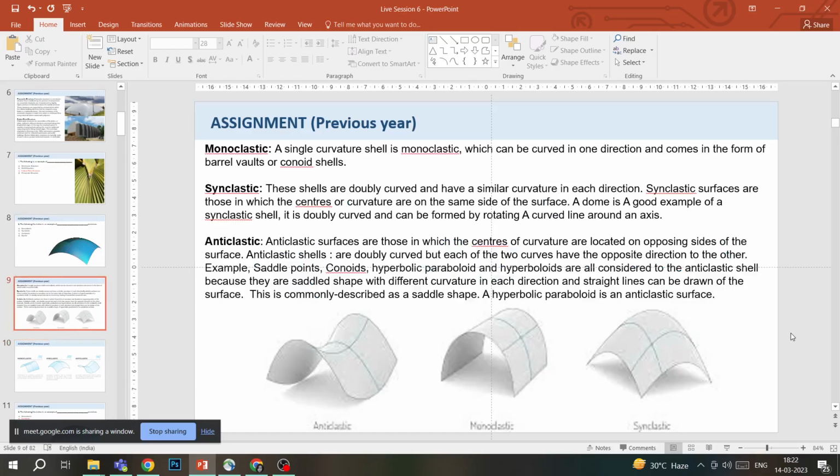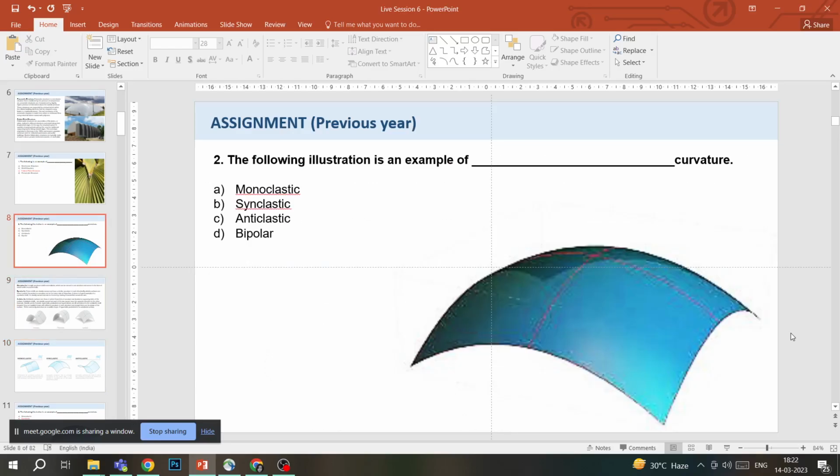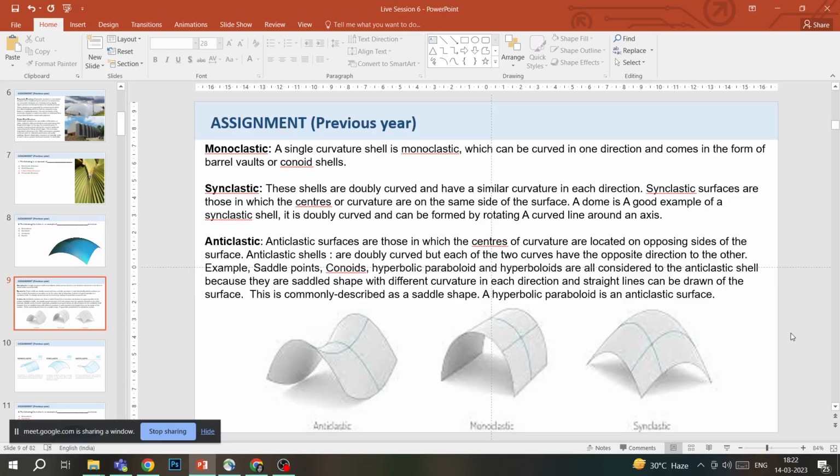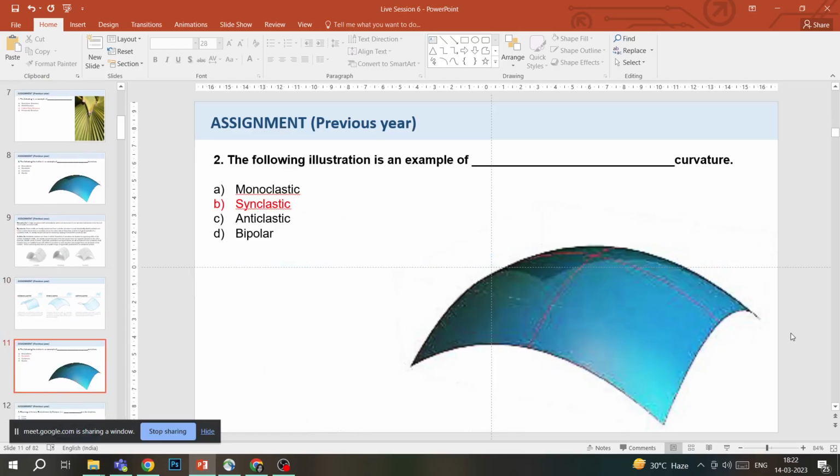So again, our question was what kind of shape is this? From what we have learned, it's very evident that the answer is synclastic because it has curvature in two directions, so it's not monoclastic, and the center point of both the curvatures is in the same direction, so it's synclastic. And bipolar is not a term related to curvature, so I have not mentioned that.